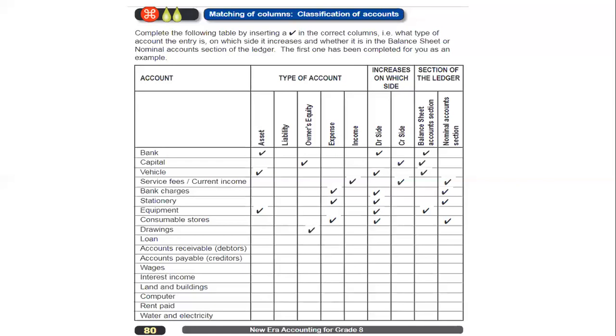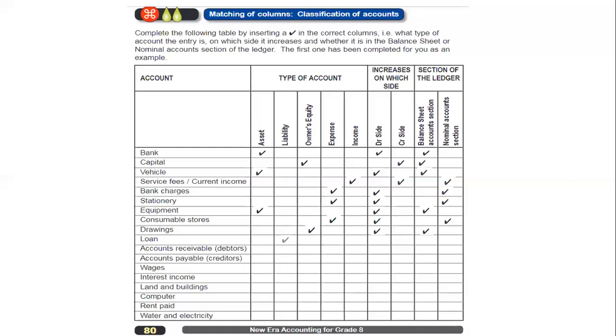Drawings, this is an owner's equity type of account. This way you reduce the owner, when they take out money from the company, they reduce their capital. It affects their capital amount. And this one, it increases when it receives, so on the debit side, and you find it under the balance sheet accounts section.